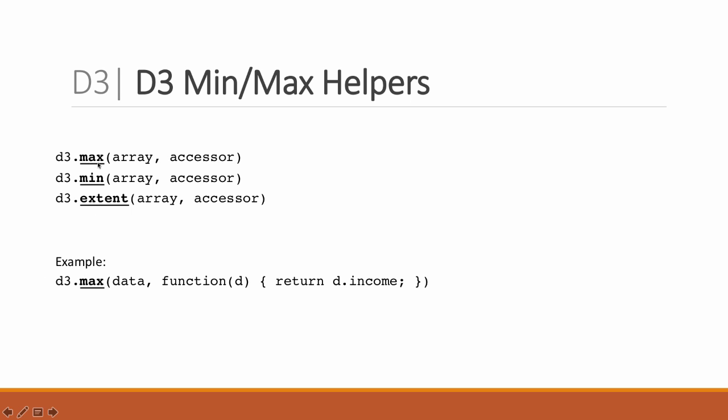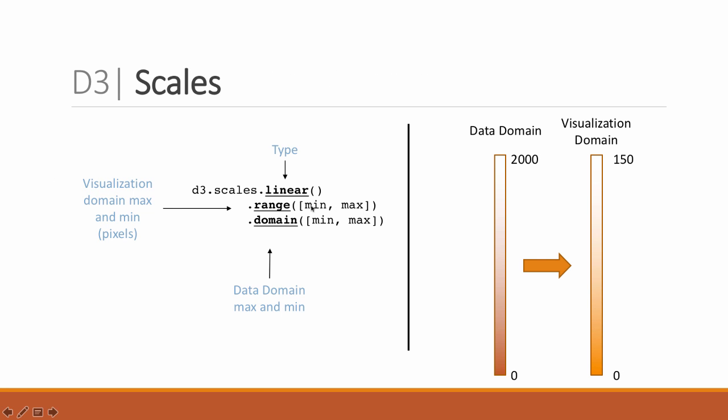Or if I want both, I can use extent, which will return an array with the min in the 0 position and the max in the 1 position. So they map directly to what a scale expects, that is, an array with a min position and a max position.